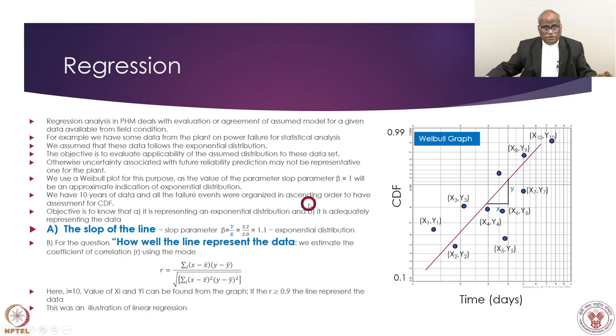And then the coefficient of correlation, if it is more than 0.9, then the line which we have drawn is representing the data in a reasonable manner. Any value beyond 0.9 is an indication that this particular line is representing our data. So this is where the regression analysis is very useful.